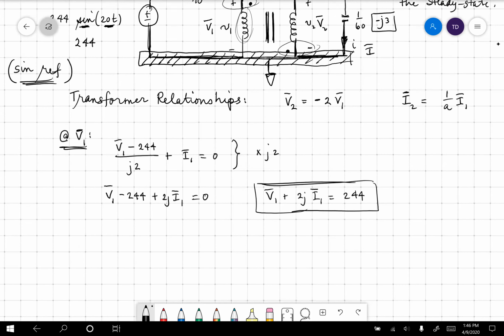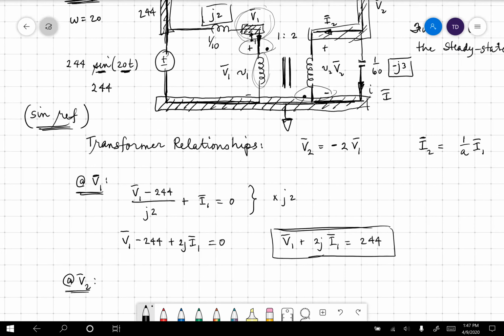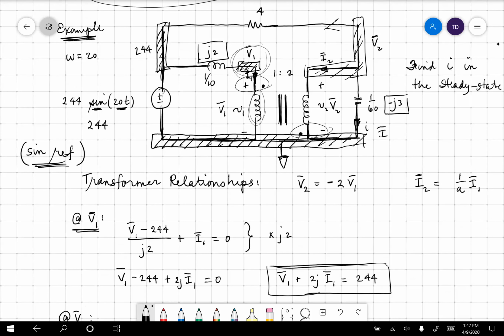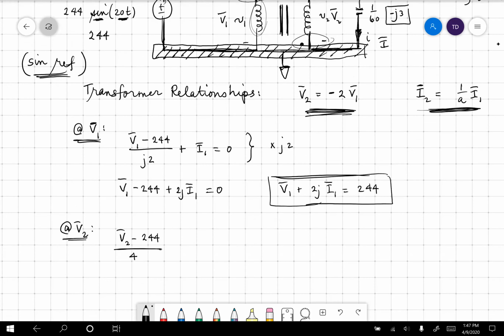Okay, let's do the same thing at V2. So what do I have? For V2, I have this current going this way. So it's V2 minus 244 over 4. Now, right now, we could substitute in if we want to, but let's wait. Let's put those in afterwards.